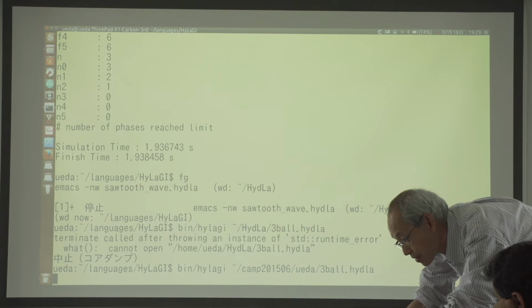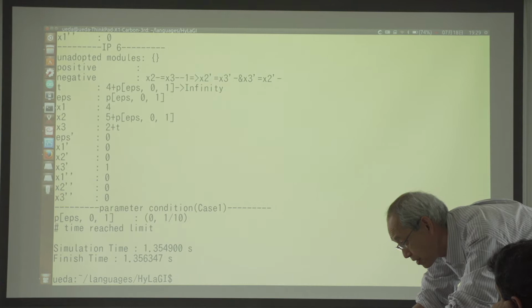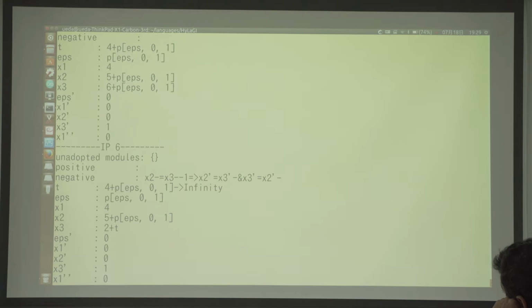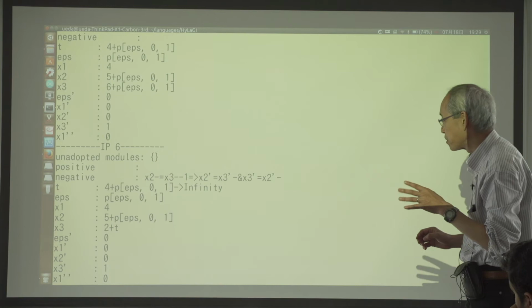Okay, so actually Hydra succeeded. And the good news is that epsilon is a symbolic parameter, so we don't use any specific value, like 0.001. The value of EPS is anything greater than zero and less than something.